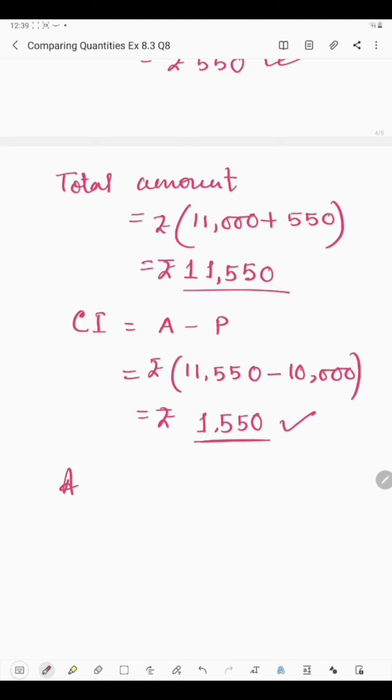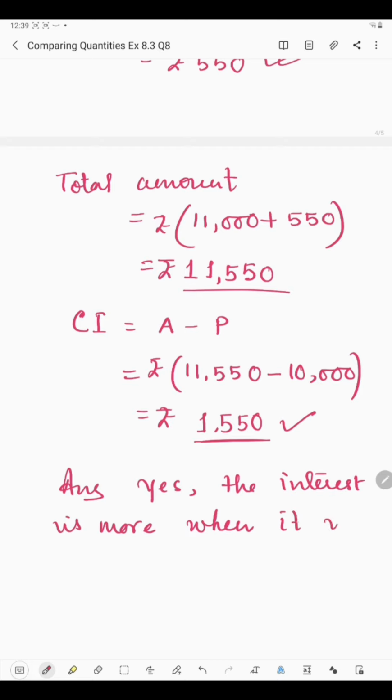1,550. So we'll write, yes, the interest is more when it is compounded half yearly.